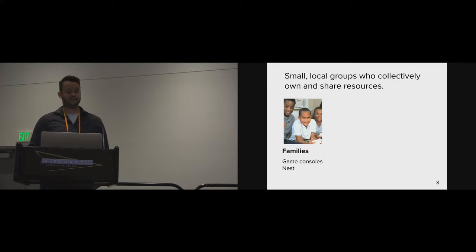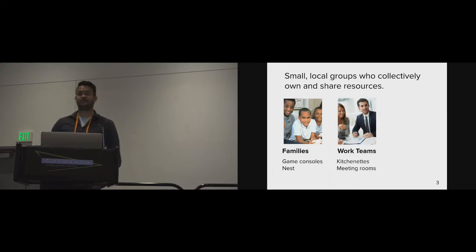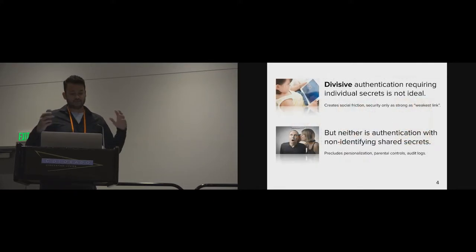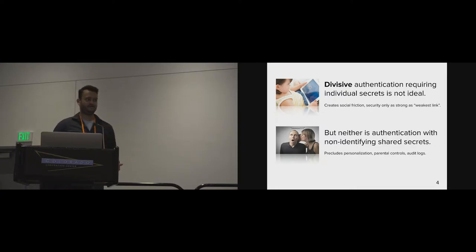This could be families of people who share game consoles like an Xbox or a Nest thermostat or whatever smart appliance du jour. Work teams that share kitchenettes filled with snacks and meeting rooms that they don't want other teams to come and steal, as well as classrooms of students who share chemical beakers and tablets and things of that nature. I mean, the whole plot of Breaking Bad wouldn't have happened if they had Thumprint, because the school administrators would know that it was Heisenberg who stole all of the chemical beakers out of the chemical lab.